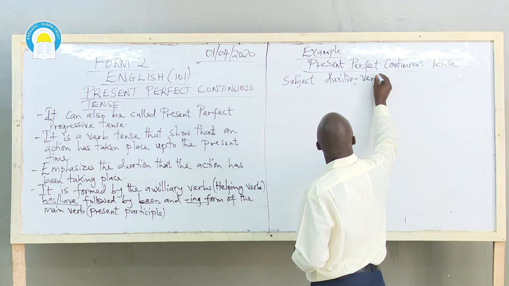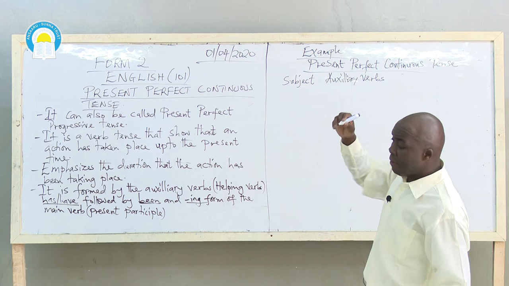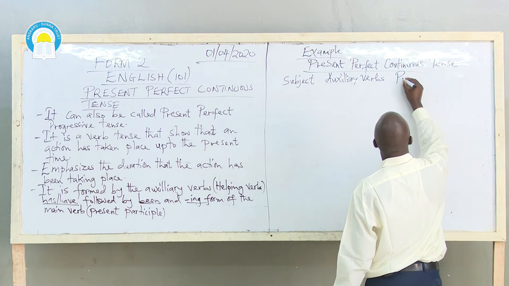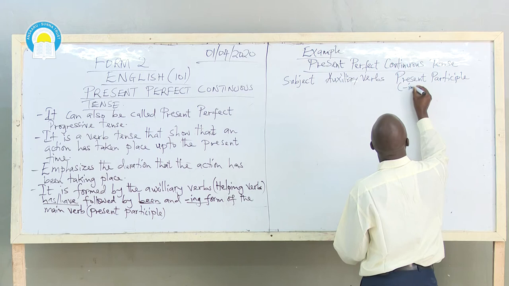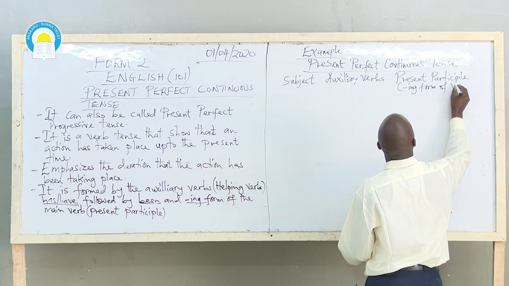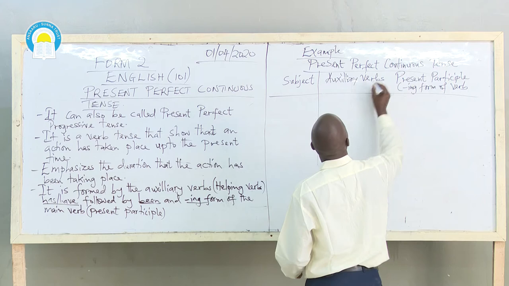Then after auxiliary verbs, we are going to have the main verb, which is also referred to as the present participle, or the ing form of the verb. So let us look at a subject.